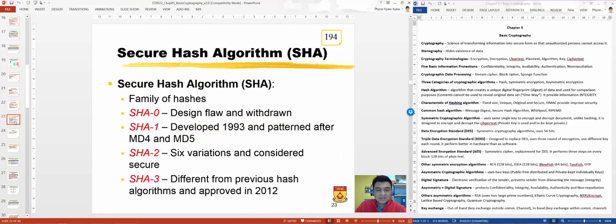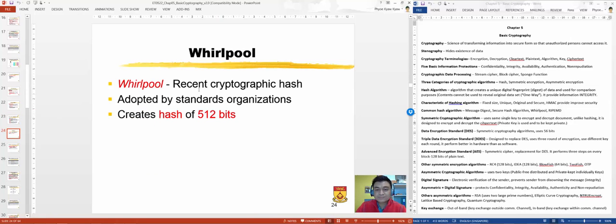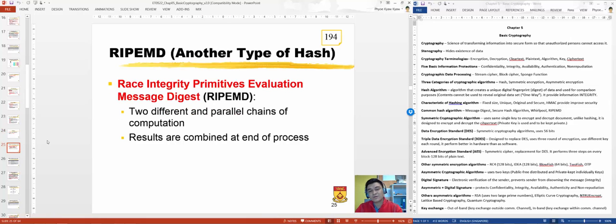Okay, next let's talk about SHA. SHA goes from SHA-0 to SHA-3. So SHA is another way of hashing to generate the digest information. There's another recent cryptographic hash called Whirlpool, adopted by standards organizations. It creates a hash of 512 bits.